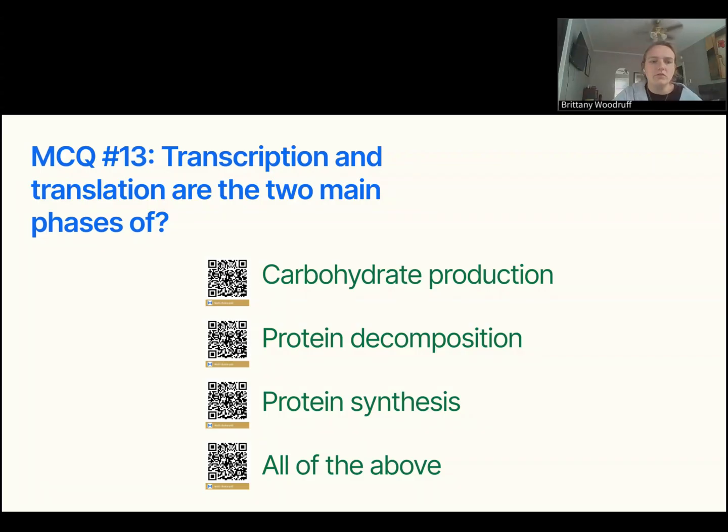All right. So transcription and translation are two phases of protein synthesis. Okay. So two phases of protein synthesis, transcription and translation. That's all you need to know.